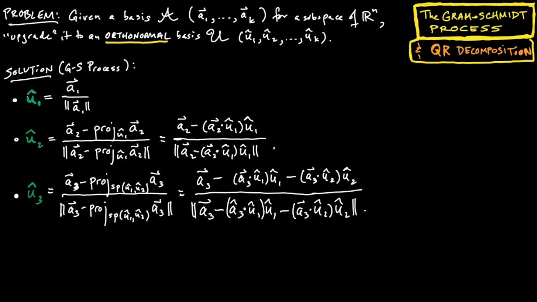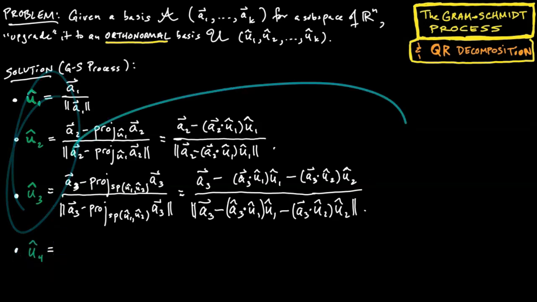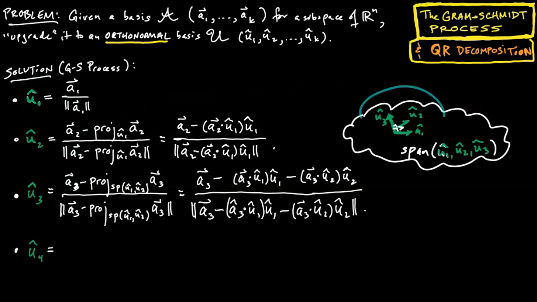So let's see if we can reason it out geometrically. We want U4. Well, what do we know already? We've already established U1, U2, and U3 as a set of 3 vectors that are mutually orthogonal and unit length. They form an orthonormal basis for their span, which is some 3-dimensional subspace of whatever 4 or more dimensional space in which we are working.